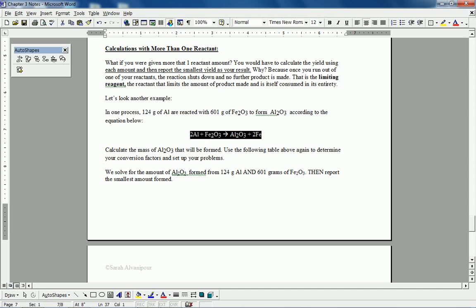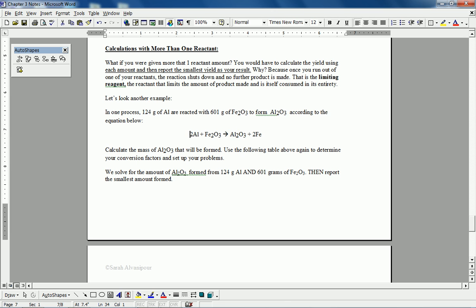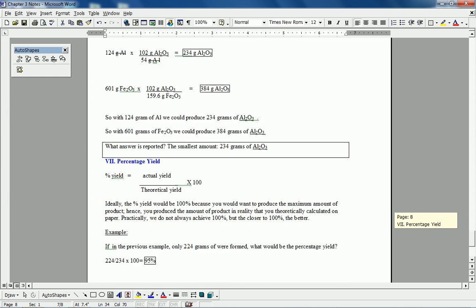So let's take a look at this problem. It states, in one process, 124 grams of aluminum are reacted with 601 grams of iron 3 oxide. Okay, so now we know how much of the iron 3 oxide we also have, and they indeed form aluminum oxide according to this reaction. What we'd like to know is, now, given this new information, the second reactant amount that we have, and that's a hallmark sign of a limiting reagent problem, is when you're given two different amounts, how much of this aluminum oxide are we going to produce? We have to solve it both ways for both reactants.